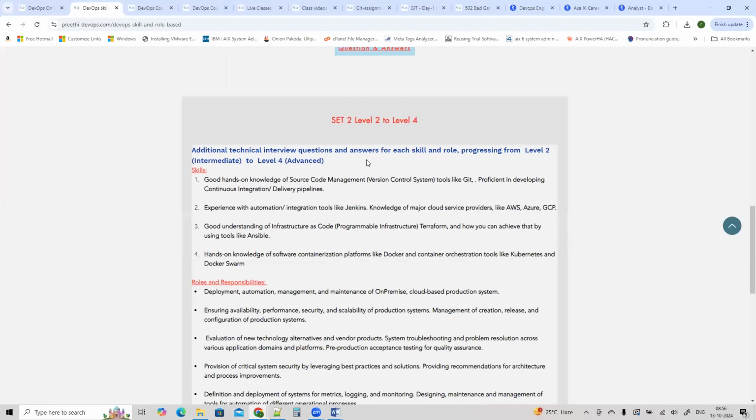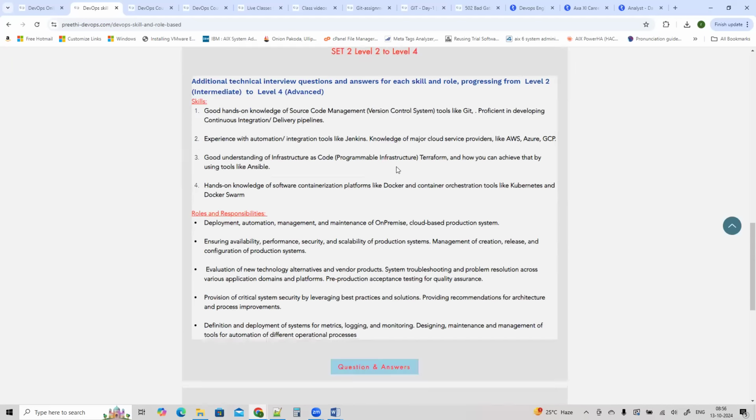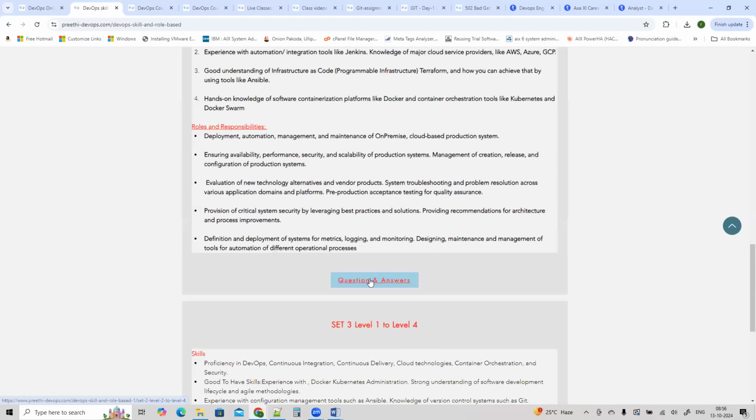And so there is a skill set. This is set to level 2 to level 3. So the next one is after the first round, the second round will be the red. So what type of questions they will ask in the second round?